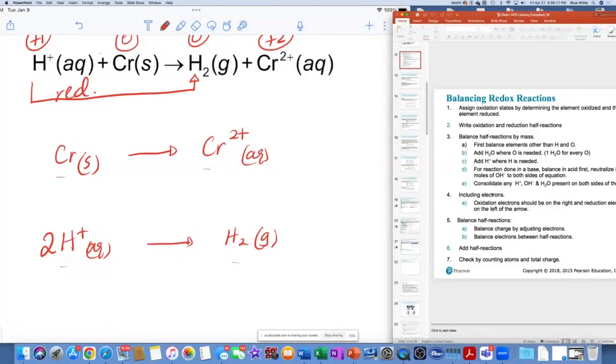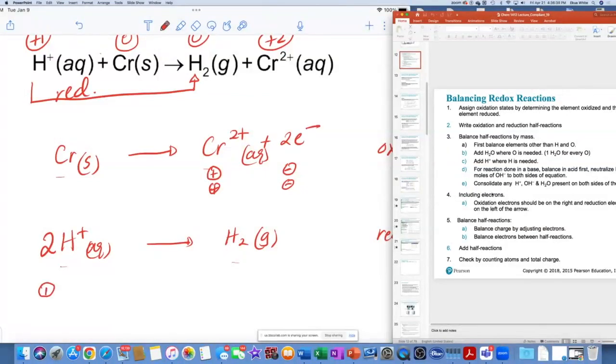Finally, number 4, include electrons. So to include electrons here, I'm going to add electrons to the positive side. This is my oxidation side. This is my reduction side. Add electrons to the positive side. This is plus 2 already. The left side is neutral, having no charge. So I need 2 electrons here. So I'm going to add 2 electrons, right?